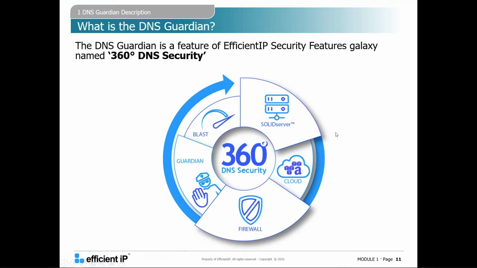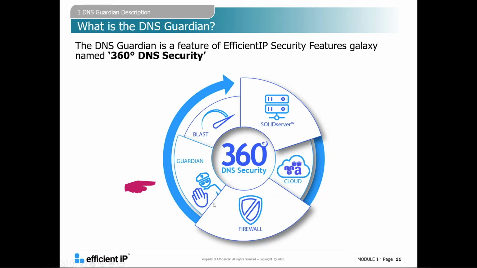Briefly, what is the technology about? DNS Guardian is a feature of the EfficientIP 360 DNS security. Apart from Guardian, as you can see here, we have the basic, which is the SOLIDserver, and we have the cloud. We have the DNS firewall, which provides the data feed containing the list of domains from C&C sites, phishing sites, crack sites, and malware sites. This is a subscription-based service.